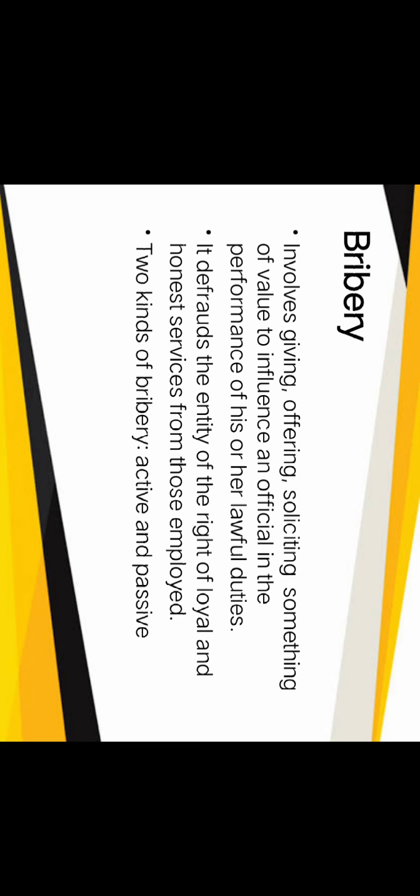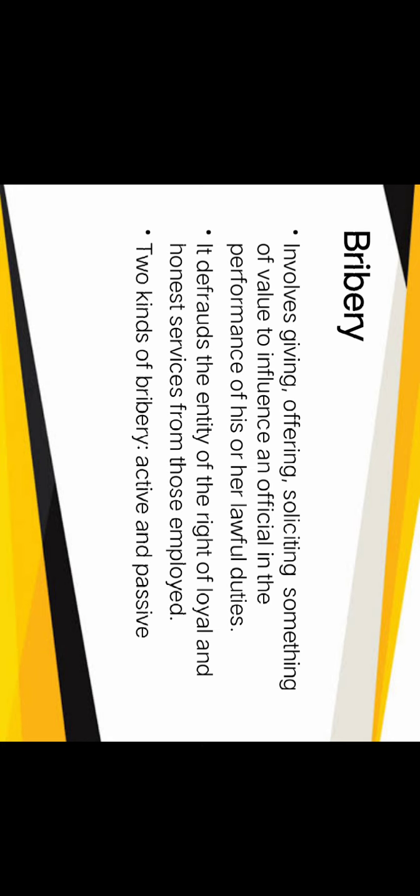First is bribery. It involves giving, offering, or soliciting something of value to influence an official in the performance of his or her lawful duties. It defrauds the entity of the right of loyal and honest services from those employed. Bribery involves someone in an appointed position acting voluntarily in breach of trust in exchange for a benefit. Yung benefit doesn't have to be necessarily cash. It can be a gift, access to assets, or favor, ganun, etc.